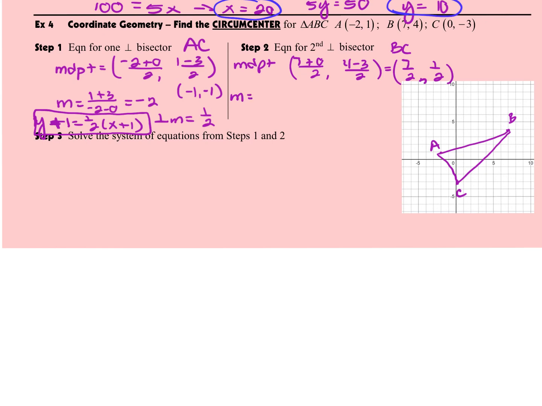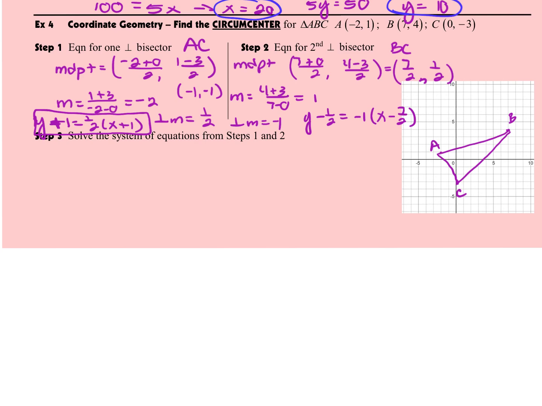My slope of BC is going to be 4 minus that negative, so 4 plus 3, 7 minus 0. So it's going to be 7 over 7 is going to be 1. So my perpendicular slope is a -1. So my equation is going to be y minus 1/2, and x minus 7/2. Again, don't worry that this looks really bad for right now. When we go to do this system of equations, it's really not going to turn out to be too bad.